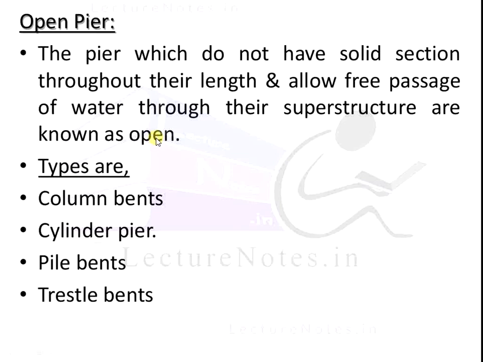The open pier has no solid section throughout its length, and it also permits free passage of water through the superstructure. The types of open pier are column bents, cylinder piers, pile bents, and lastly trestle bents. We will see the types of open pier one by one in detail.